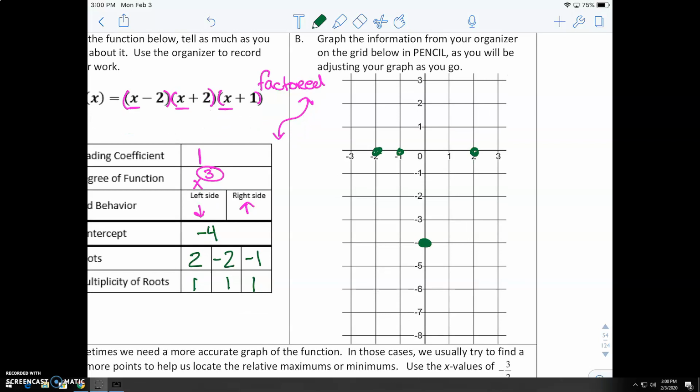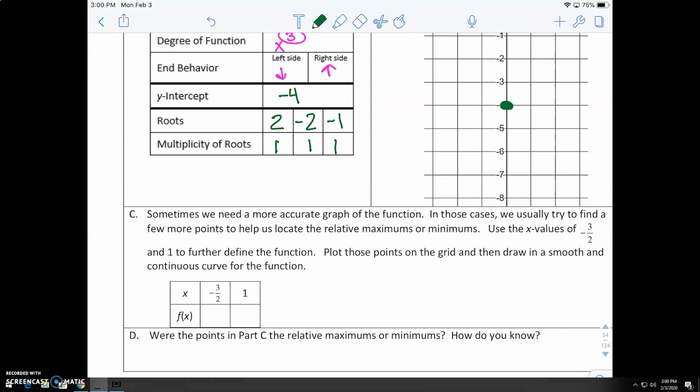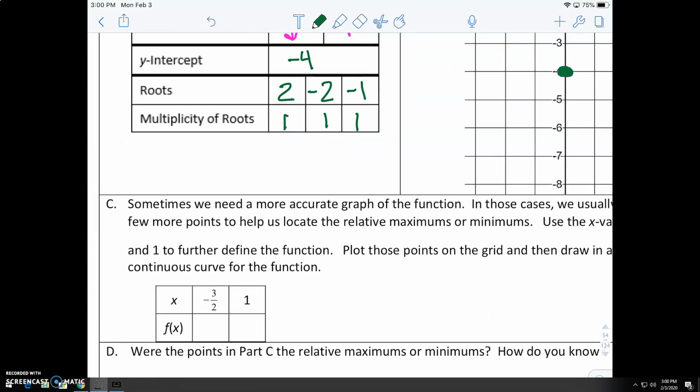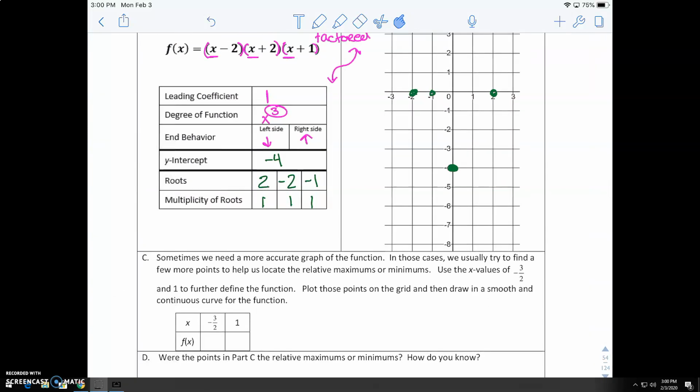Okay. So then they want me to draw something to help me figure out where to put things. So they want me to go ahead and plug in these numbers. The reason why they picked negative 3 over 2 is because that's the only thing that's in between there. And I know it's a fraction and I know that's gross, but we're going to do it anyways. So negative 3 over 2 minus 2 times negative 3 over 2 plus 2 times negative 3 over 2 plus 1.